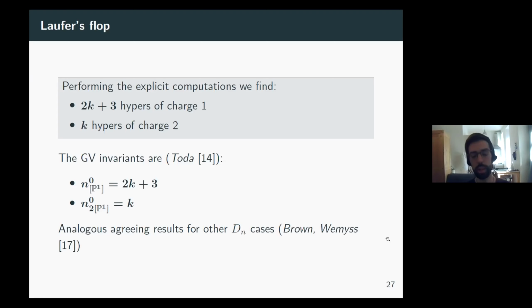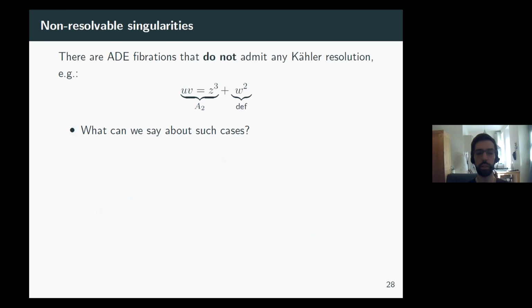As a last brief example, let me show you the case of non-resolvable singularities. These are ADE fibrations that do not admit any Kähler resolution. So for example, if we take an A2 singularity and we deform it with some term depending on W squared, we see again that it is singular at the origin, but this time there is no P1 that can be resolved. And the question now is, can we say something about such cases? Does our technique work in some way?